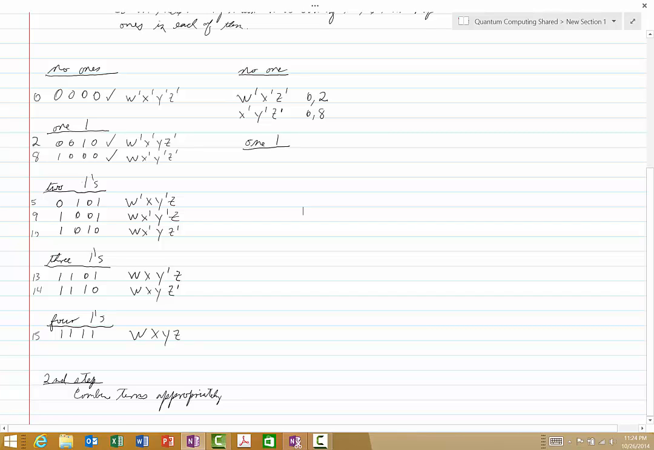But now, 2 and 10. These differ by 8, which is a power of 2, so we expect that 2 and 10 can be combined. And if you look, indeed they can be, because you notice they are the same in the z location, they're the same in the y location, they're the same in the x location, they differ only in the w location. So w will drop out, and we'll be left with 0, 1, 0, which is x prime, y, z prime. So we have x prime, y, z prime, and that's using 2 and 10.